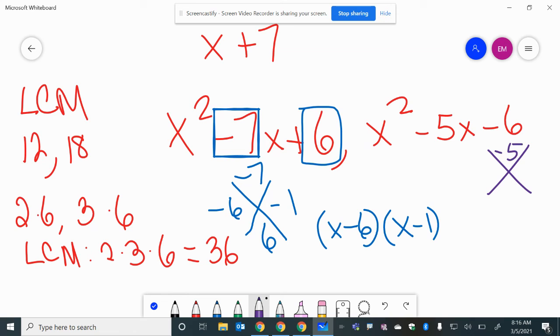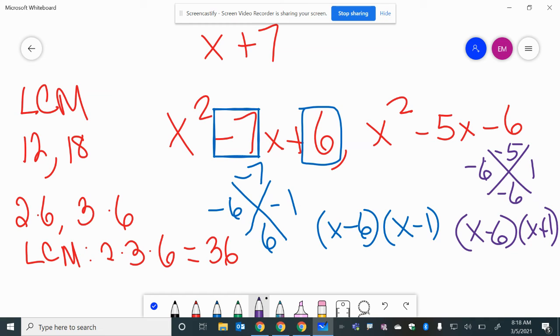Okay, let's do the second trinomial. This one's negative 5 and negative 6. Once again, the C value is negative, the B value is also negative. That tells me one of the factors is negative and one is positive. Well, the larger absolute value one has to be negative to get a negative B, and the smaller absolute value one has to be positive. 1 times negative 6 is negative 6. Negative 6 added to 1 makes negative 5. So my factors on that one are x minus 6 and x plus 1.